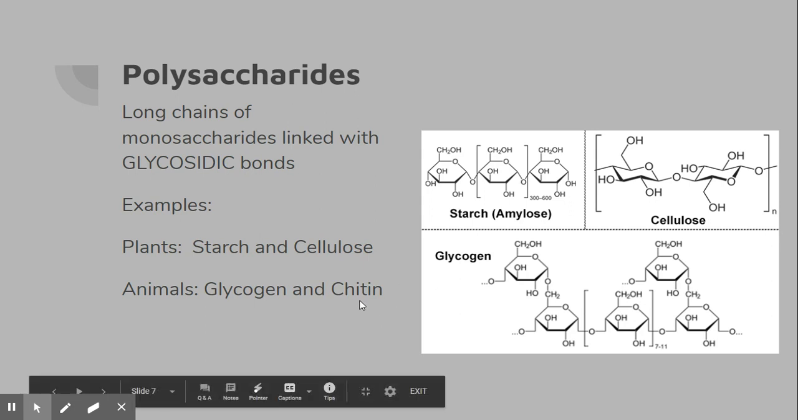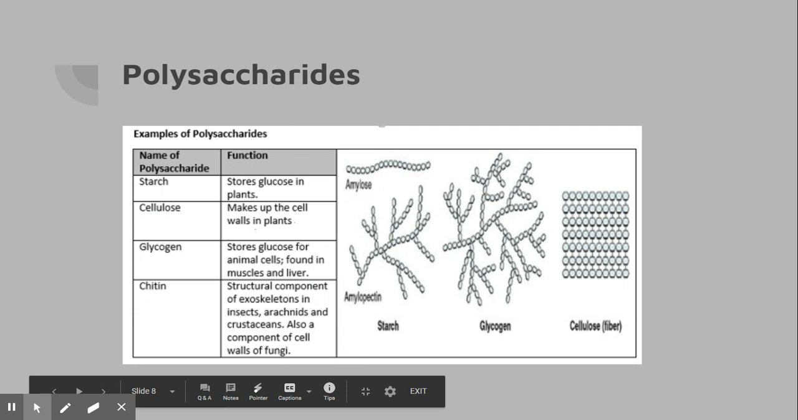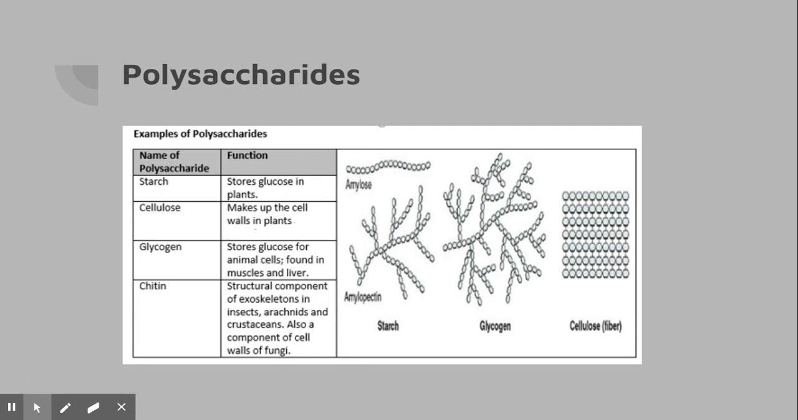So let's look at each one of these individually. Oh, here's another nice chart that has what the function is of starch. It stores glucose in plants. We eat the starch. Here it is, this amylose. It's a simple chain. We eat the starch and we digest it through hydrolysis in our digestive tract so we can get those glucose monomers for energy.